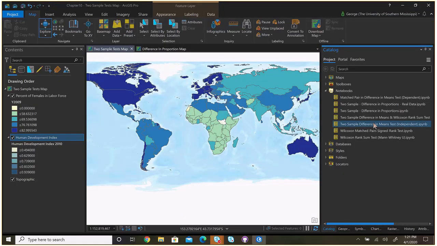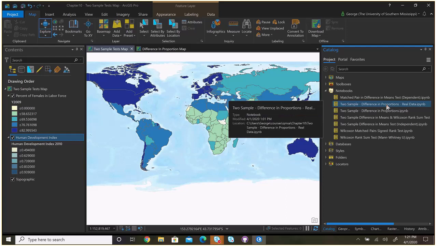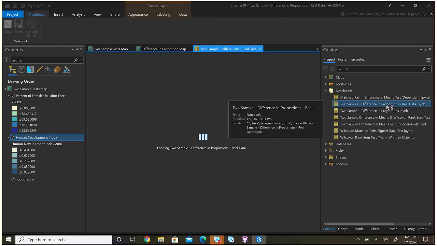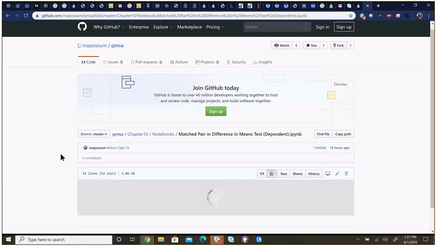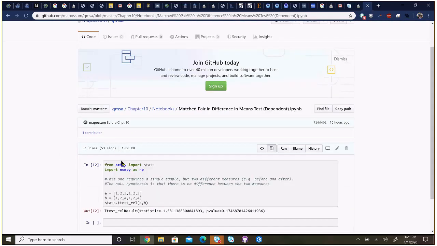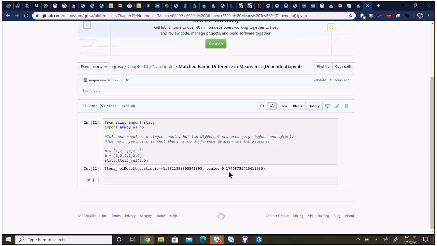I don't know why it doesn't show up there. I'll find that out. It's this two sample difference in proportions test using real data. So if I double click that guy, it should show up. The rest of them show up. I'll find out why. Maybe I didn't push that one right. But you can see that the answers that you need to interpret the results exist right there on the page. So right there on the internet. You don't actually have to run the Python notebook at all.